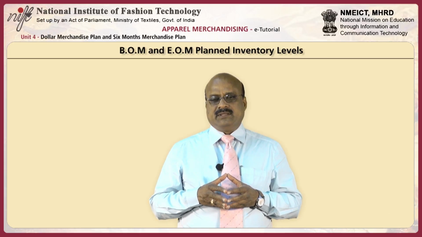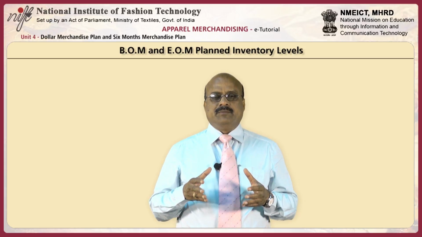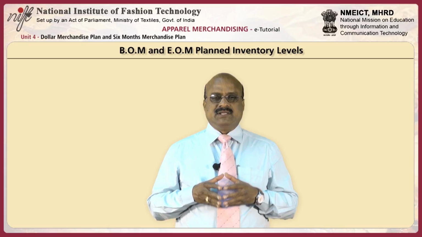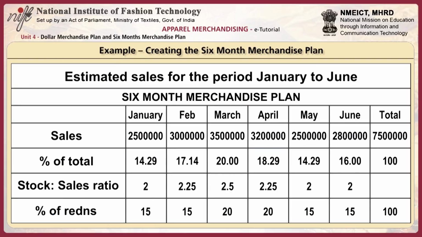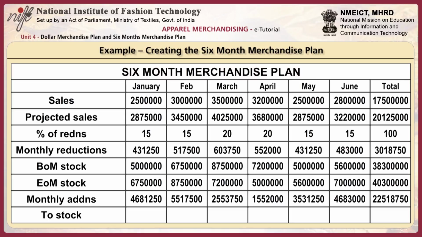Planning end of the month EOM or BOM beginning of the month inventory levels is another important element of the 6-month merchandise plan. Take a look at this table. It provides an estimated sales for the period January to June. This table gives an example of how to create a 6-month merchandise plan.